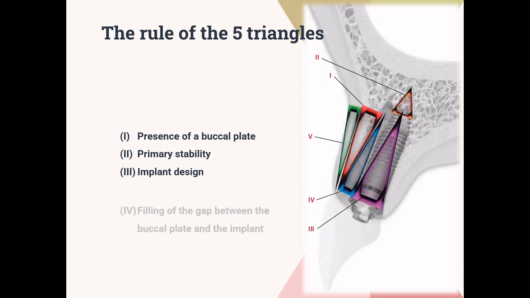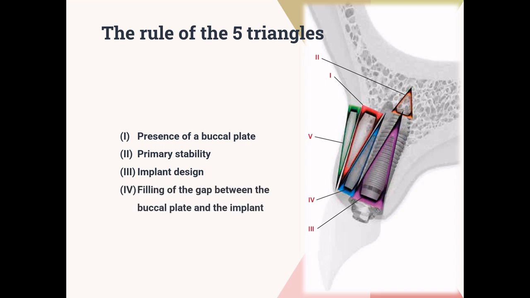The fourth triangle is filling of the gap between the buccal plate and the implant. So this is what is called the jumping distance, which we have already discussed. This gap should be filled with graft material. And finally, the tissue biotype. This is the final and the fifth one.